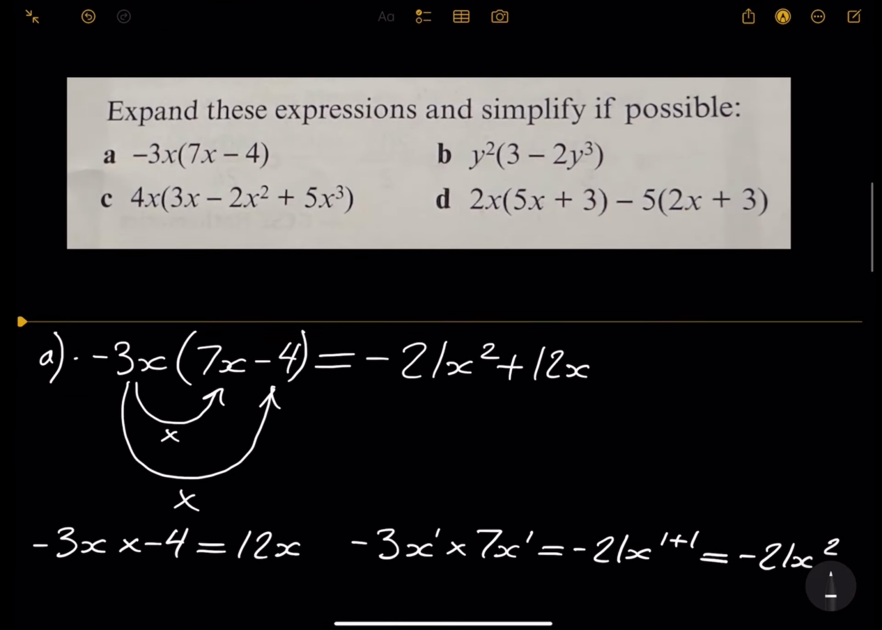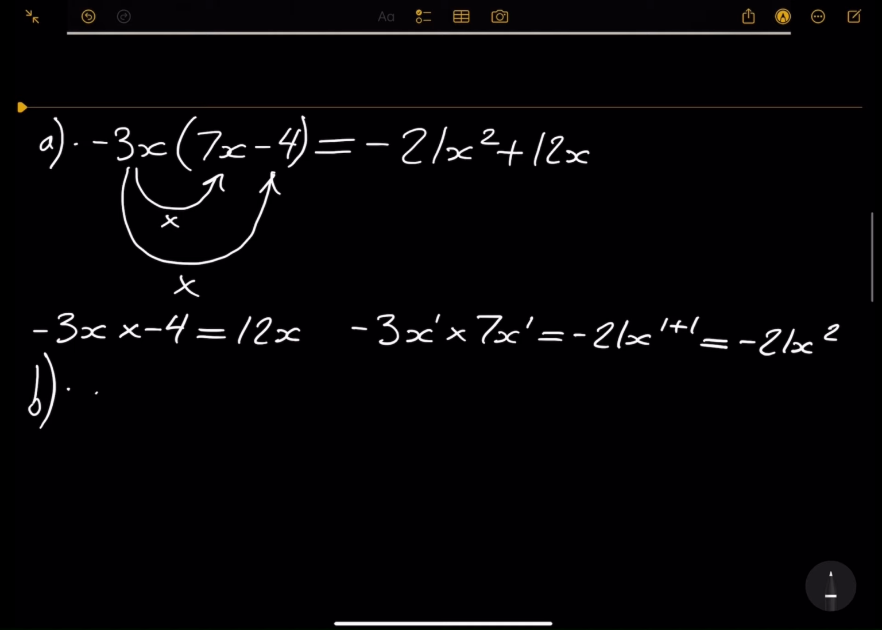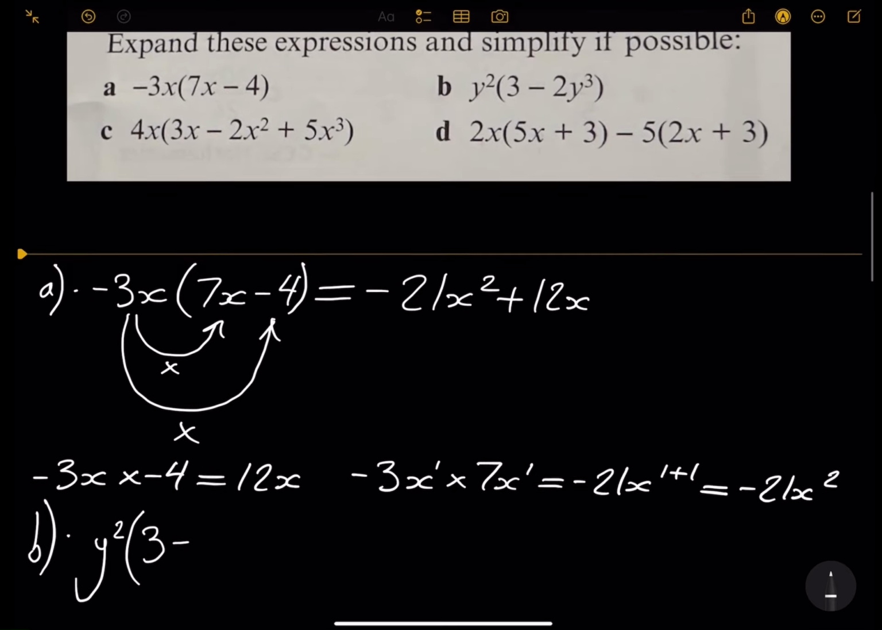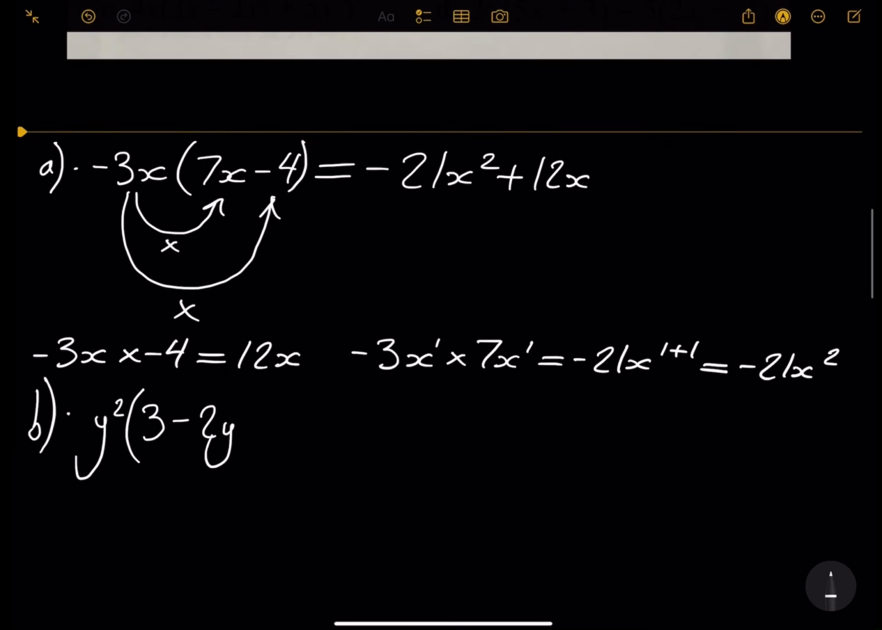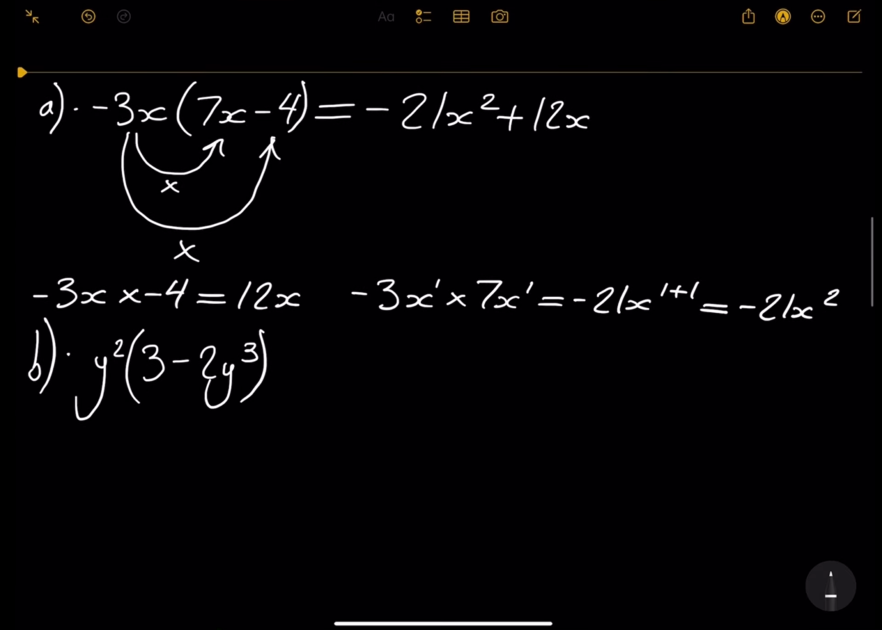Now for part B. For part B, this is what we've got: y squared multiplied by 3 minus 2y cubed. And again, this is another example of expanding the brackets. So as before, we have to multiply y squared by 3, and we have to multiply y squared by minus 2y cubed.